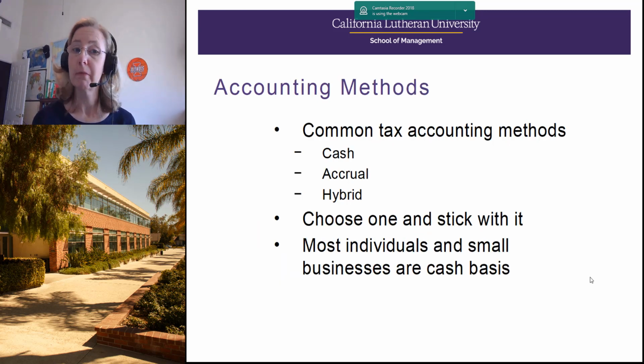First, let's look at accounting methods. The three most common tax accounting methods are cash, accrual, and hybrid. 99% of all taxpayers, or at least all individual taxpayers, use the cash basis of accounting. Most small businesses who are eligible to use cash basis also elect to use that option.